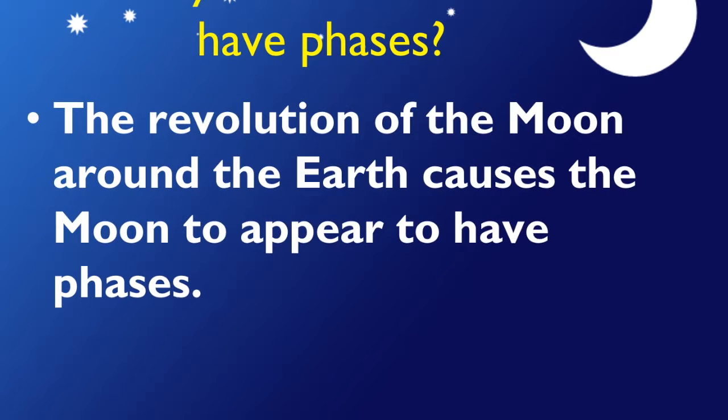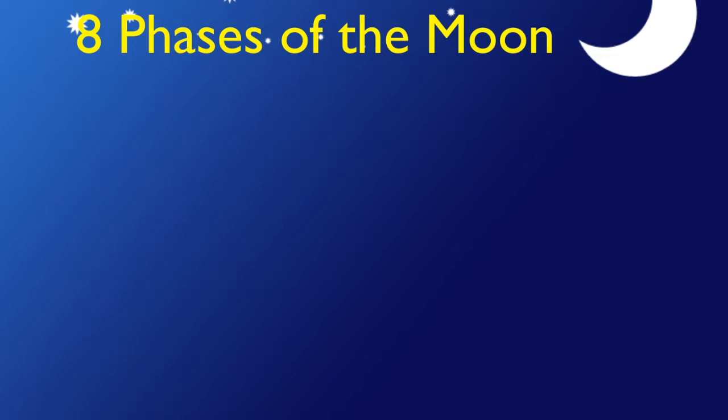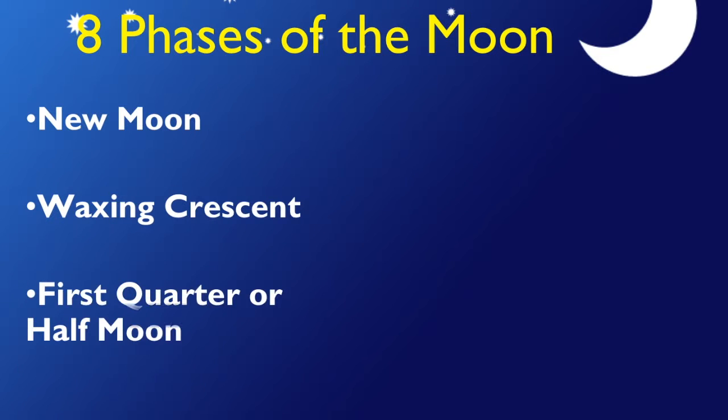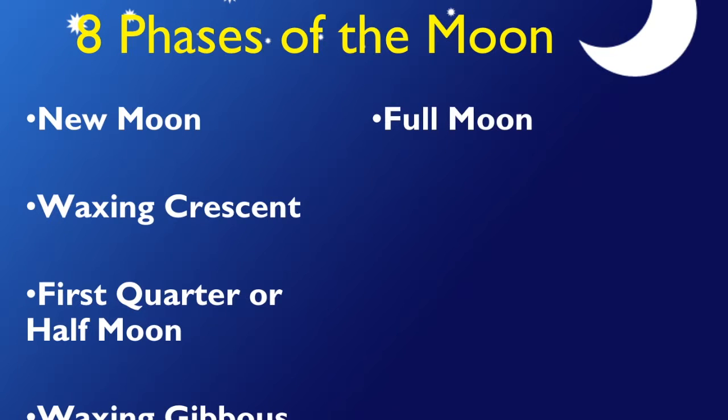Why does the moon have phases? The revolution of the moon around the Earth causes the moon to appear to have phases. The 8 phases of the moon are new moon, waxing crescent, first quarter or half moon, waxing gibbous, full moon, waning gibbous, last quarter or half moon, waning crescent. And we are going to start off by talking about the new moon.